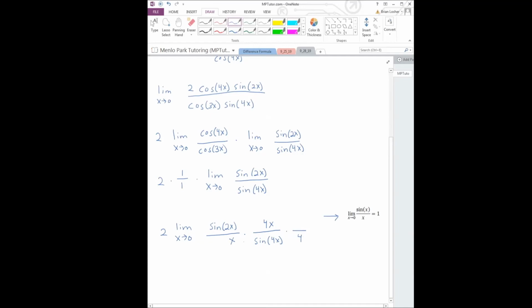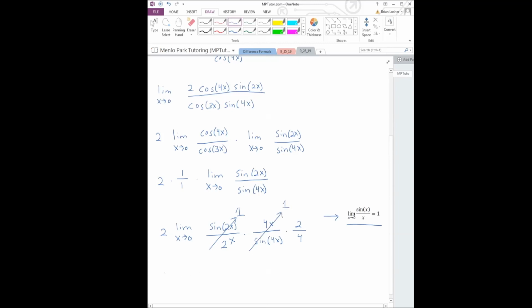Everything's the same. Using that same thought, it'd be great if I had a 2x in the denominator here. Well, let's do it again. So I divided by 2. Let's multiply by 2. Just like that. At this point, we can solve our problem, because by our identity, sine of 2x over 2x as the limit of x approaches 0 is going to be 1. And so is this, because it's 4x over sine of 4x is also equal to 1.